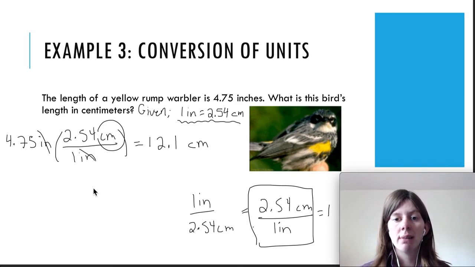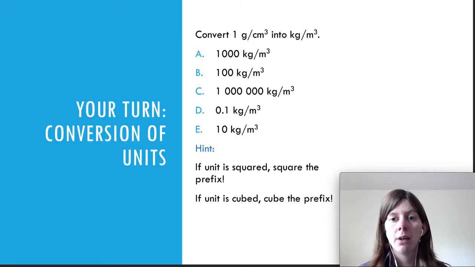I have one more example for us, and this one is a little bit harder because we're trying to convert 1 gram per centimeter cubed to kilograms per meter cubed. So there are 2 units that you're going to have to convert, which means you're going to have to multiply your number here by 2 conversion factors. This is a your turn, which means I want you to go ahead and try it on your own. Pause the video, and then you can look at the solution once you've tried it on your own.